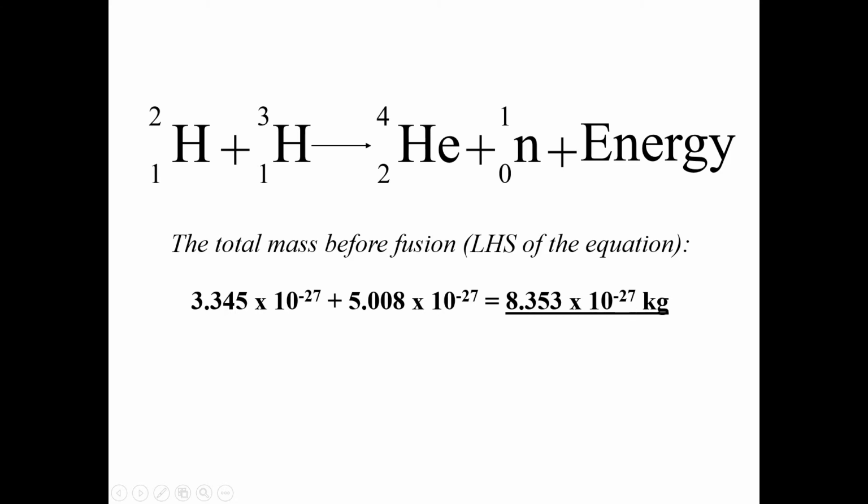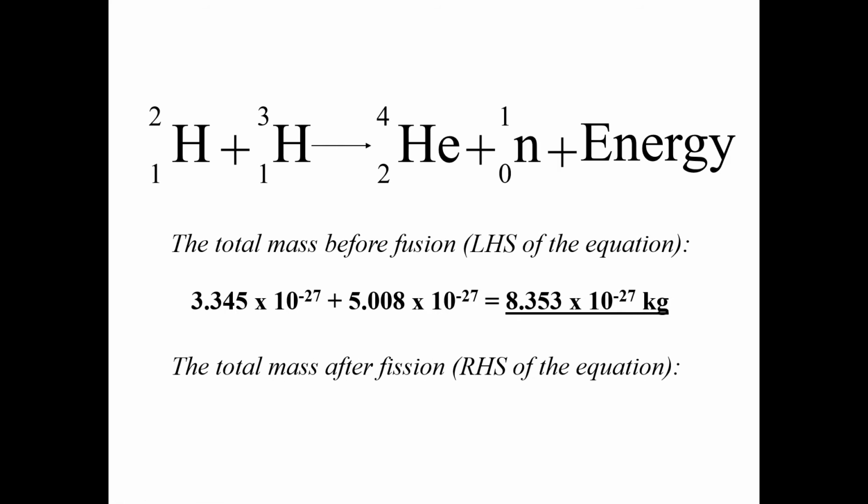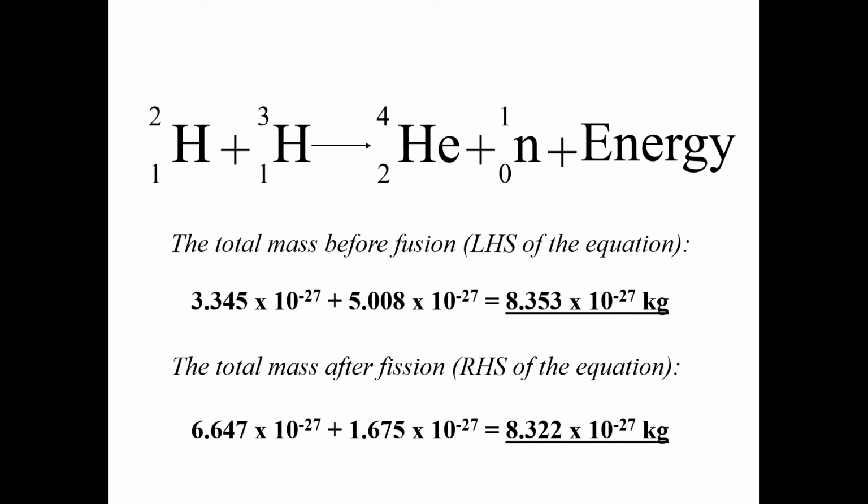Similarly, the mass on the right hand side of the equation, the total mass after fusion. By mistake it has been written fission. Remember, this is not fission. This is basically a fusion reaction. So the total mass after fusion, that is the total mass of the products on the right hand side of the above equation, when you add it up, you get 8.322 × 10^-27 kg.